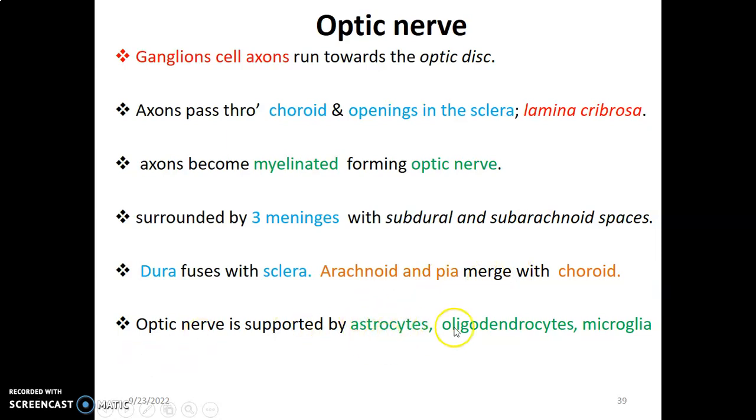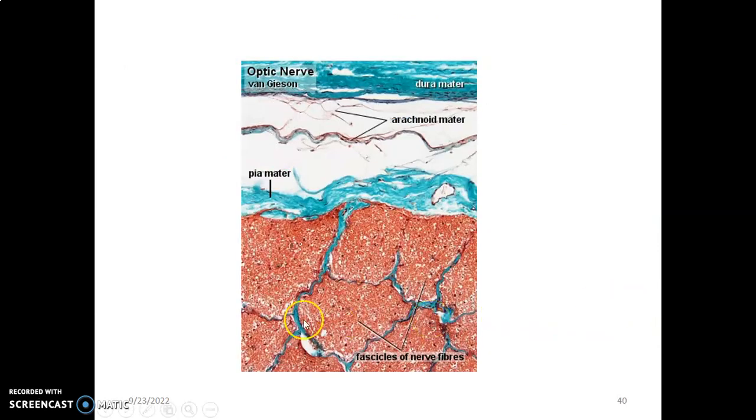So what forms the refractive media of the eyeball? Light should get to the retina, so you need a transparent cornea. Then it passes through the aqueous humor, the lens, and the vitreous humor. So all these form the refractive media of the eyeball.